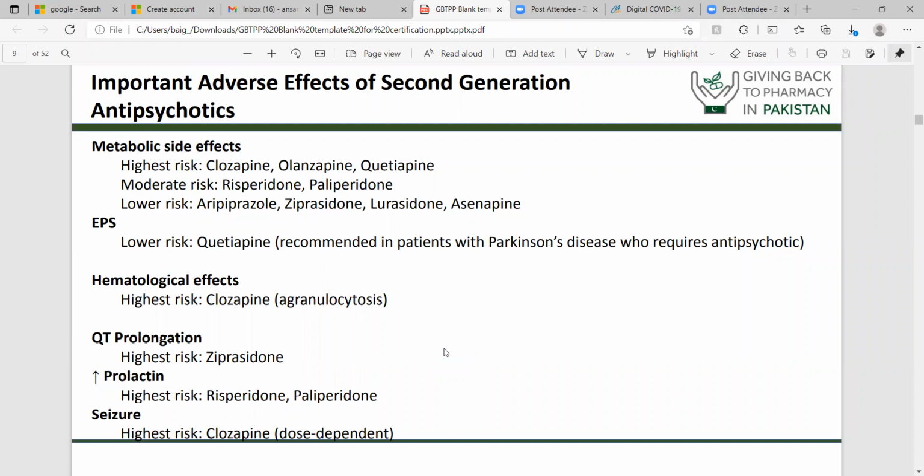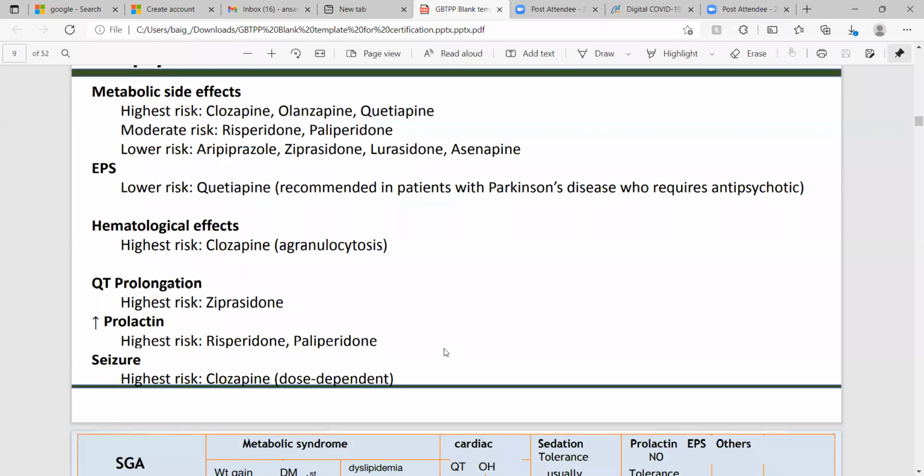And whenever we have clozapine, we have to think about agranulocytosis because it can reduce WBC very quickly, and the patient has to be monitored once the therapy starts. The patient has to be monitored every week for the first 6 months, then every 2 weeks for the next 6 months, and then every month for the next 6 months, and so on.